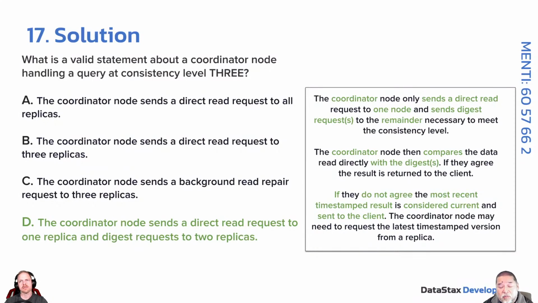So in order to be high performance at scale, it's not going to request the data from all the nodes, and in the best case, it'll get agreement and send the data it gets back. That'll also trigger a background repair request, because now the coordinator knows that, hey, this particular node has data that's older than this other node. So D's the correct answer here.